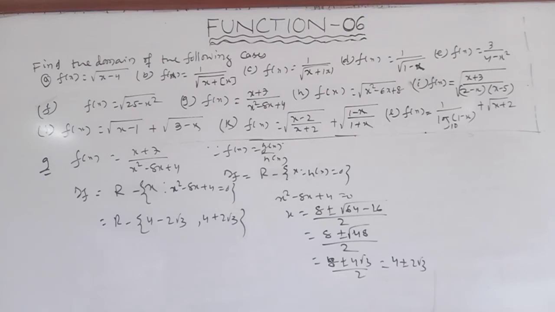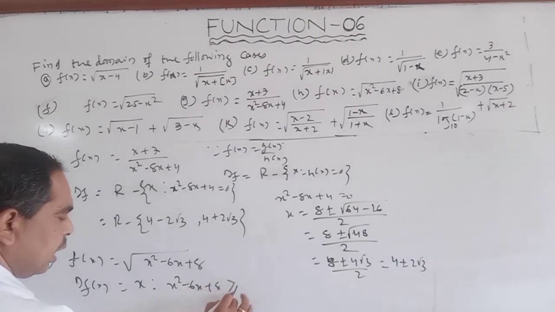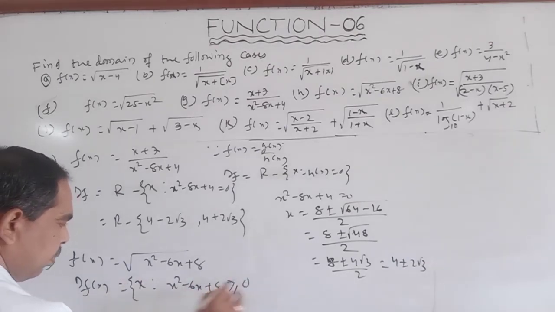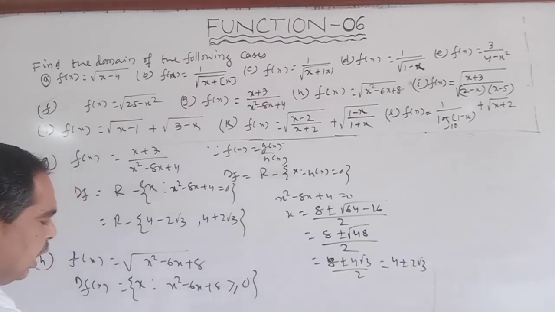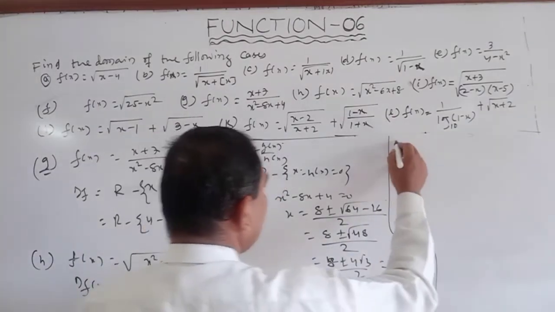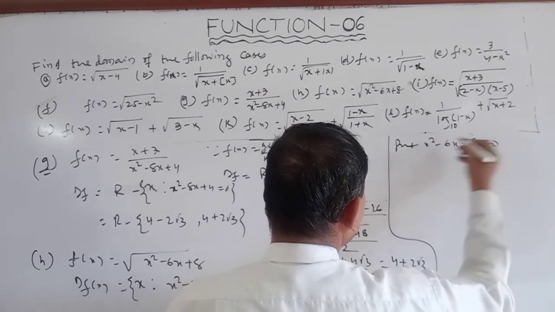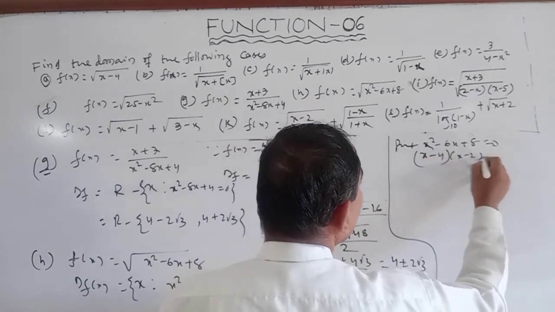Next, f of x is equal to square root of x square minus 6x plus 8. So the domain of f of x is x such that the expression inside the root, x square minus 6x plus 8, is greater than or equal to 0. First find the roots: put x square minus 6x plus 8 is equal to 0. So this is x minus 4 into x minus 2 is equal to 0. So x is equal to 4 comma 2.